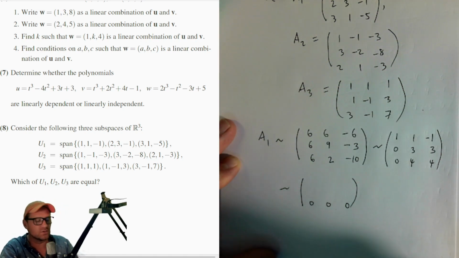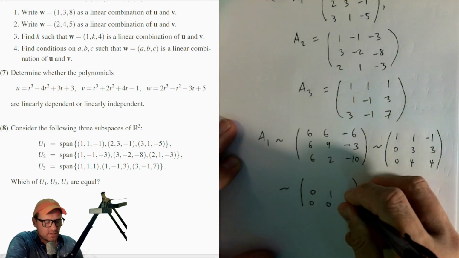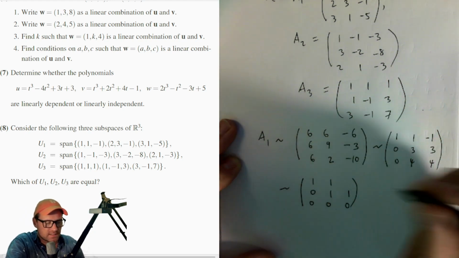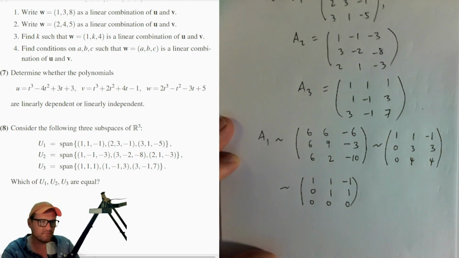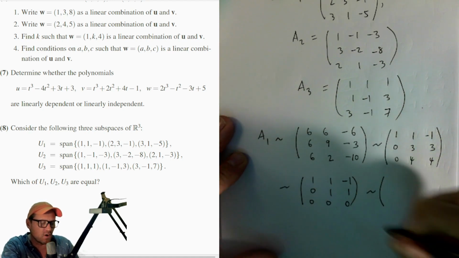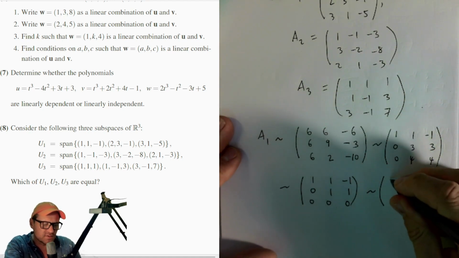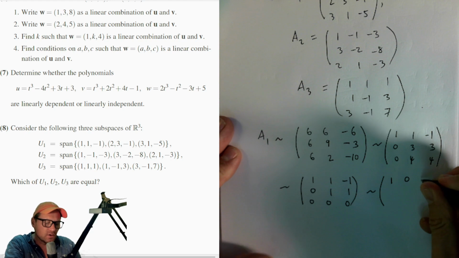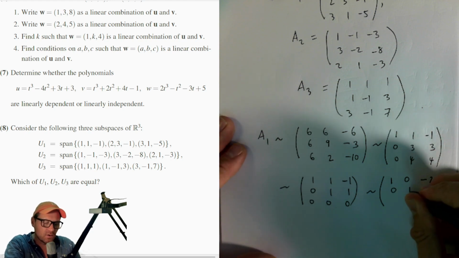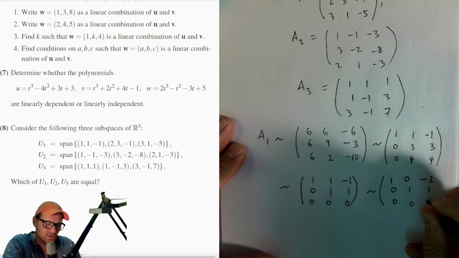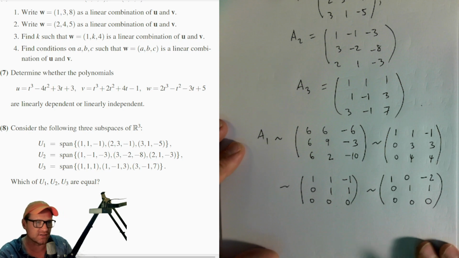Replacing row 2 with 1/3 of row 2, we have 0, 1, 1 there, and then let's keep the top row the same for now. Okay, next, replacing row 1 with row 1 minus row 2, we have 1, 0, minus 2, 0, 1, 1, and 0, 0, 0. Now this is in row reduced echelon form.